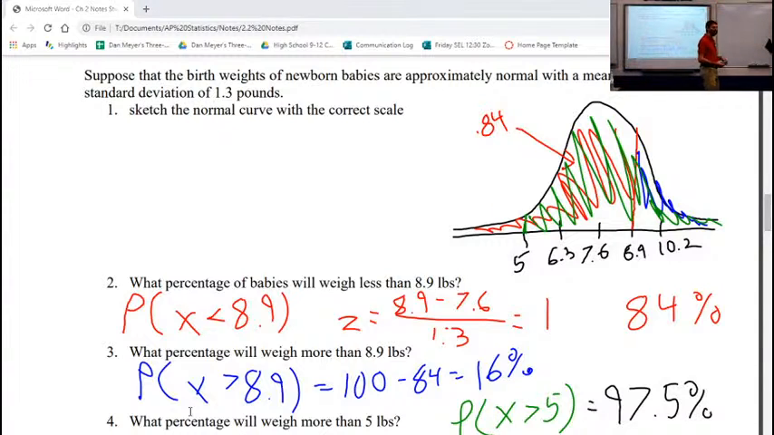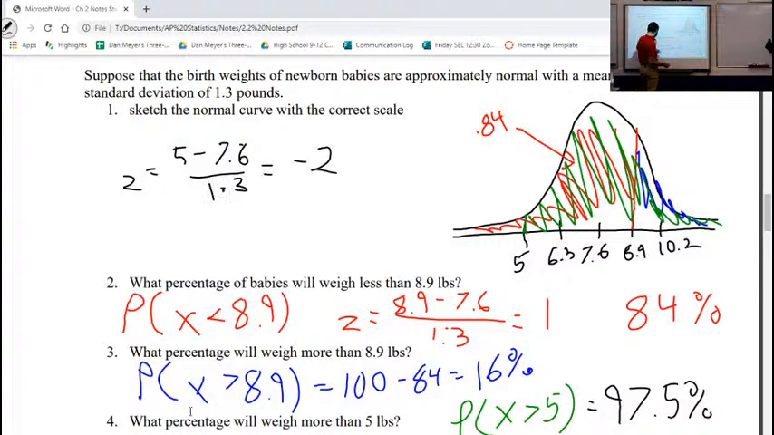So that means the z-score is not 2. 2 is over here. It's -2. Because it's below the mean, so when we take the value and subtract the mean, that's going to be negative. And you can check this yourself. So that would be 5 minus 7.6 over 1.3. And you can plug that in and check that it's going to be -2. Questions on that so far?